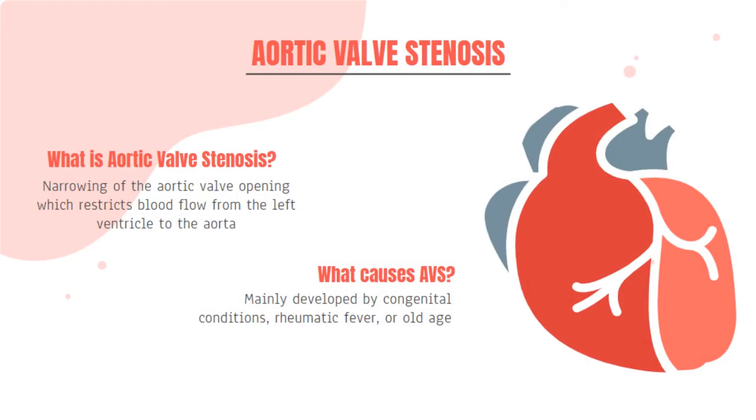Aortic valve stenosis is the narrowing of the aortic valve opening. This restricts blood flow from the left ventricle to the aorta, also affecting the pressure produced in the left atrium. The causes for aortic valve stenosis may be congenital, or from old age, or even as a consequence of rheumatic fever.